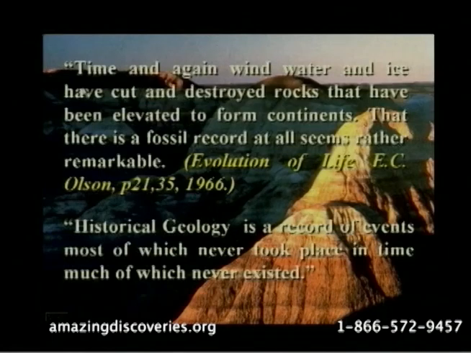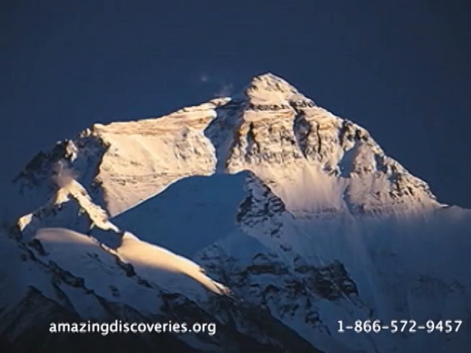In the book Evolution of Life, we read, time and again, wind, water, and ice have cut and destroyed rocks that have been elevated to form continents. That there is a fossil record at all seems rather remarkable. This is a fascinating point. Think about this. Here you have all the geological layers, and they contain all these fossils. Now let's take a mountain range, for example, that's eroding quickly. And you erode it away, and you're removing it. What are you removing? A record of time with all the fossils in it.